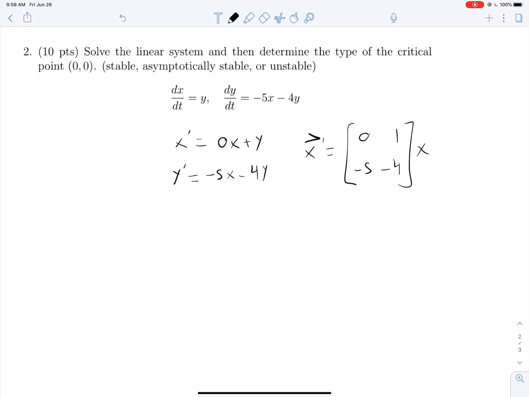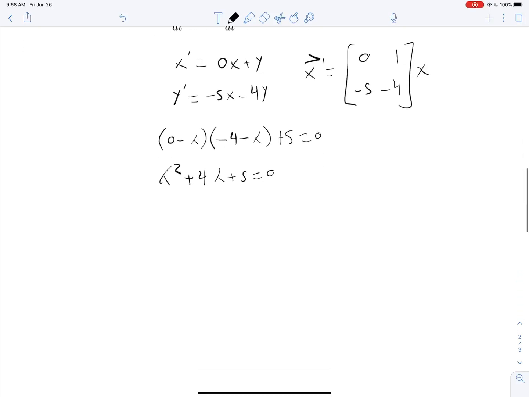So let's find our eigenvalues. Again, that's the determinant of A minus lambda I equals 0. So we're really solving (0 minus lambda)(negative 4 minus lambda) plus 5 is equal to 0. Or lambda squared plus 4 lambda plus 5 is equal to 0. And will this factor? I don't think so. So let's do our quadratic formula again.